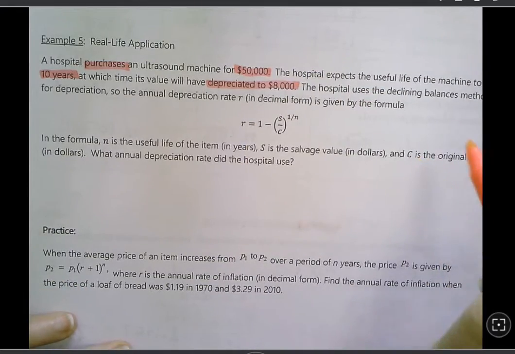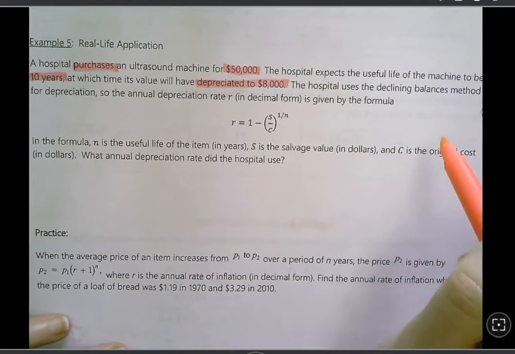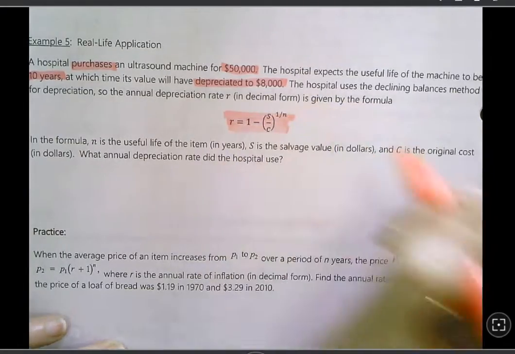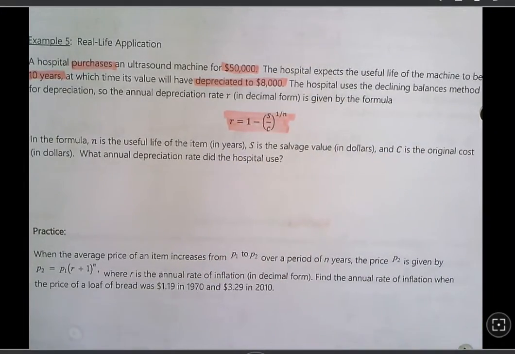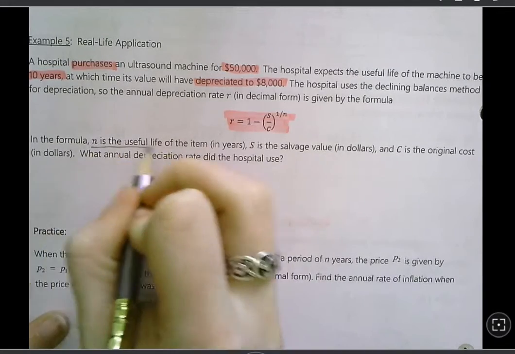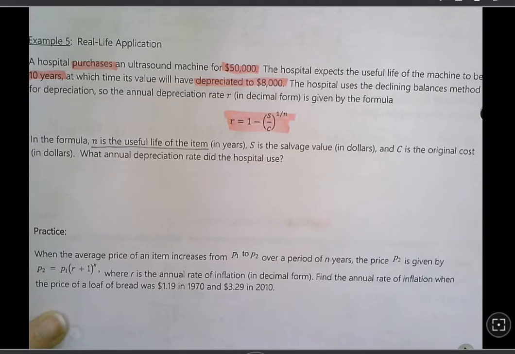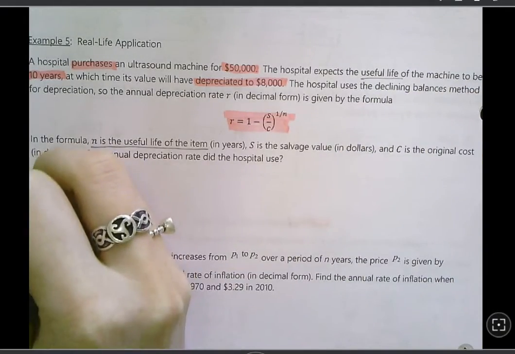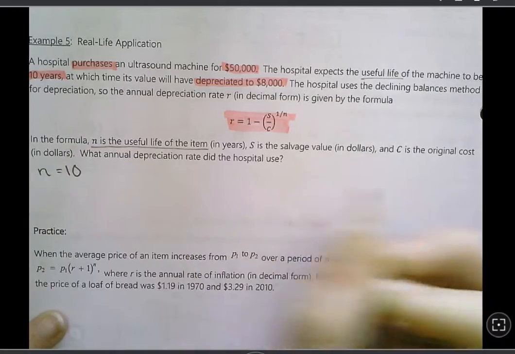And then the hospital uses the declining balance method for depreciation. And that's going to be this equation right here. Now, it tells me what each of those things in the formula means. It says, well, N is the useful life of the item. Well, it told us that the useful life of the machine would be 10 years. So we know N is 10 here.